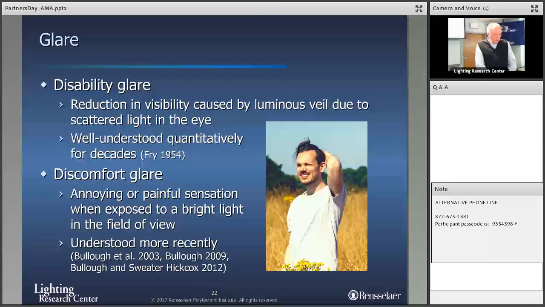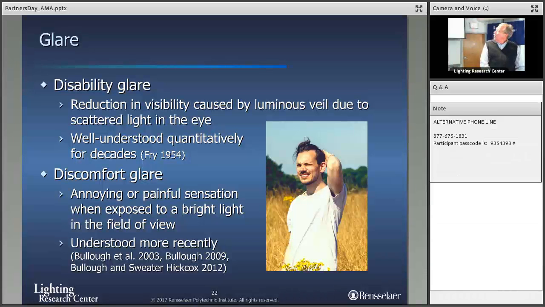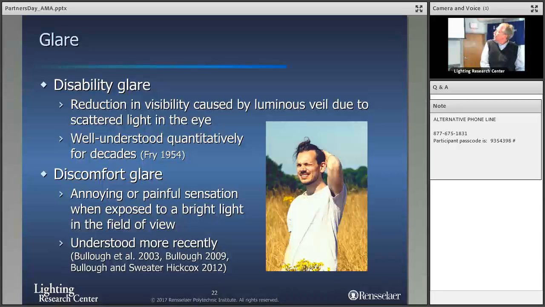This is a very old topic. AMA brought it up, maybe surprisingly, because we've known about disability glare since one of the actual people on my thesis committee, Glenn Fry, published in 1954. That was before I was born. But nevertheless, you do have to consider disability glare, which is the reduction in visibility. And you've all experienced it at night, whether we have headlights coming at it. You cannot see the roadway anymore.